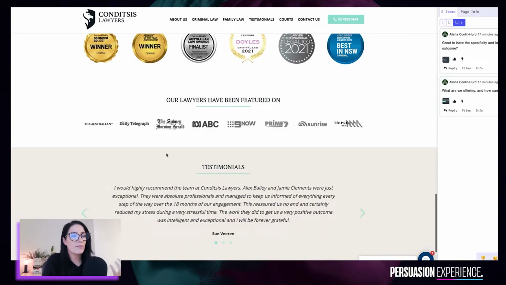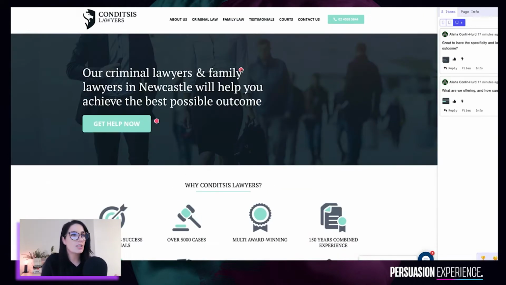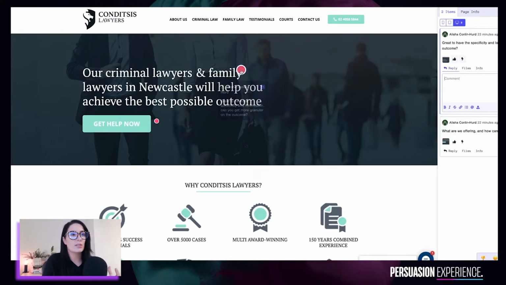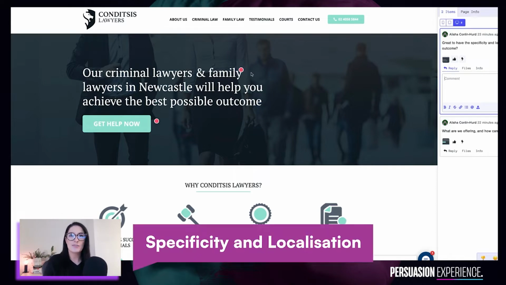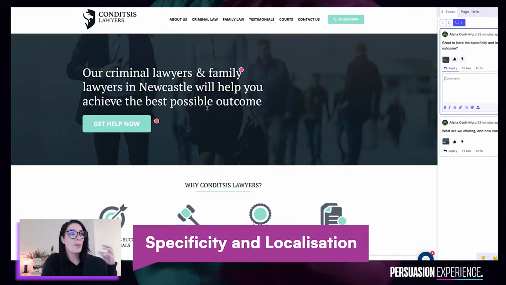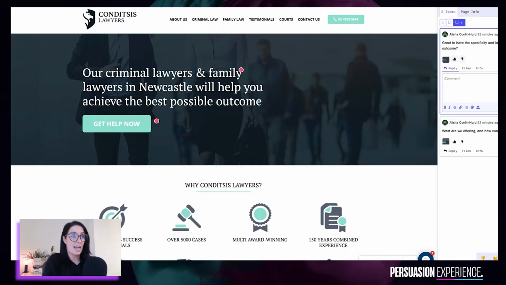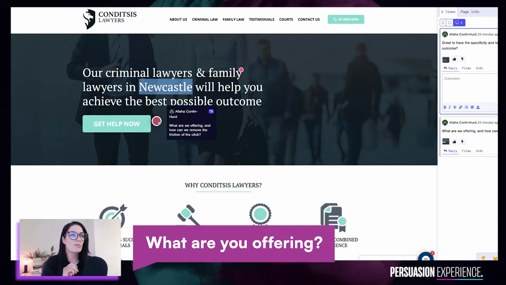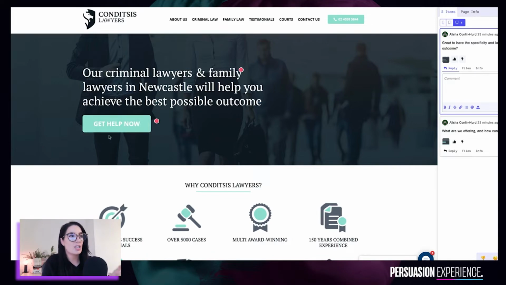You could think about the hierarchy of information, and there's a couple of things you can do with your headline. It's great to have the specificity and your localization, but you could get more granular on the outcome potentially. It's great to have where you're from. And then just thinking, get help now, or what are we really offering and how can we remove the friction of the click? Is it get help now and chat with a fully qualified lawyer for free? I think in a service industry, people get worried that they're going to have to pay for a consultation or they're going to have to get caught out.